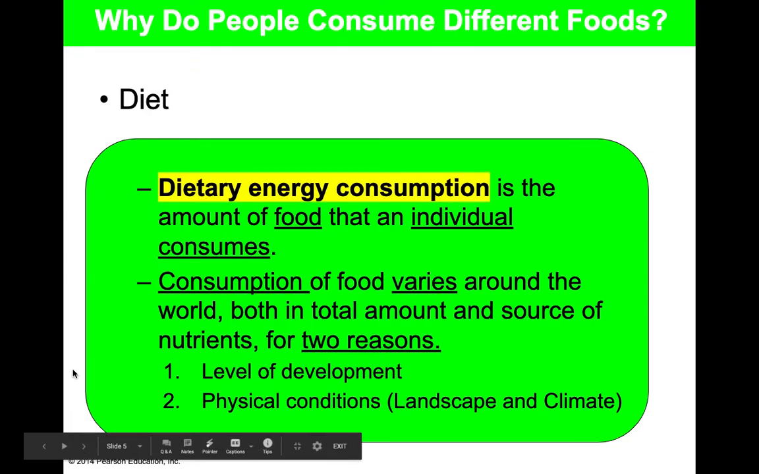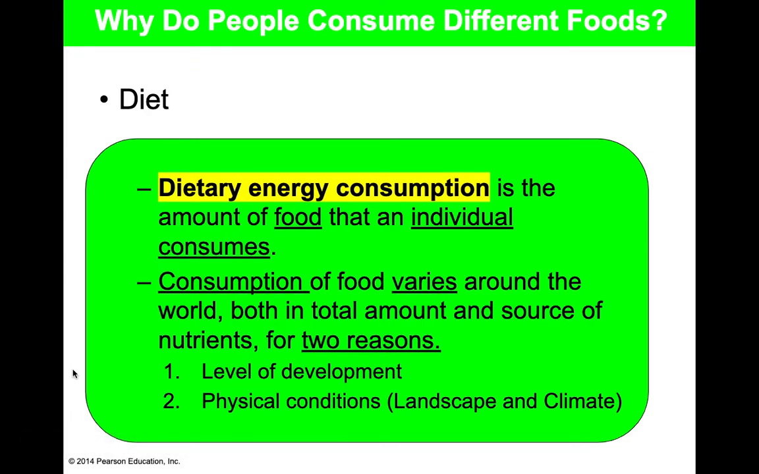Dietary energy consumption. When we look at the world in general, consumption of food varies around the world. Total amount and source of nutrition varies. When we look at dietary energy consumption, we're looking at the food the individual consumes. And it varies because of 2 reasons. One of the reasons is level of development.